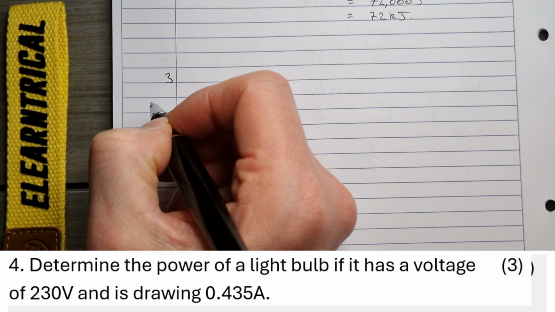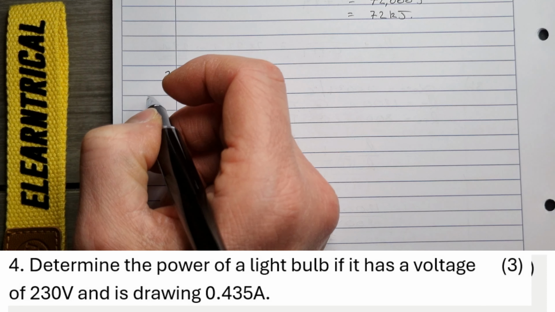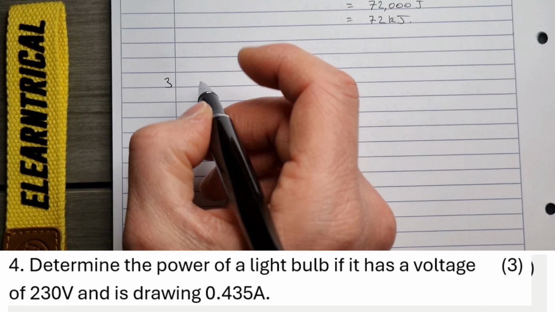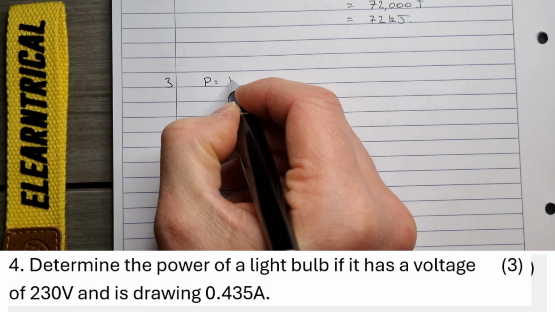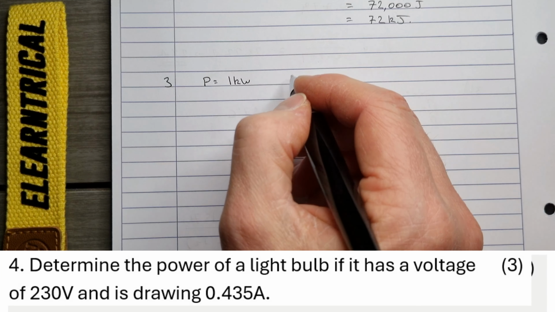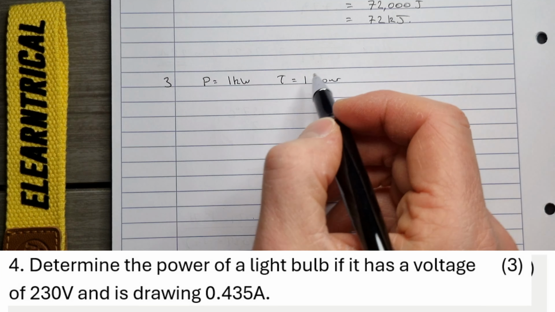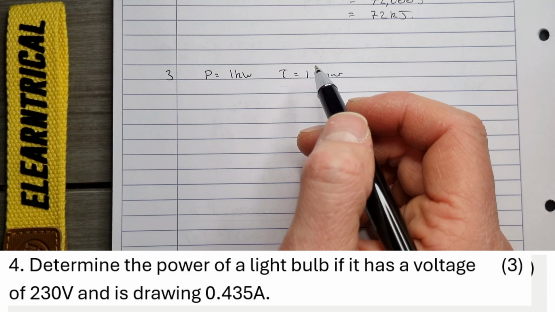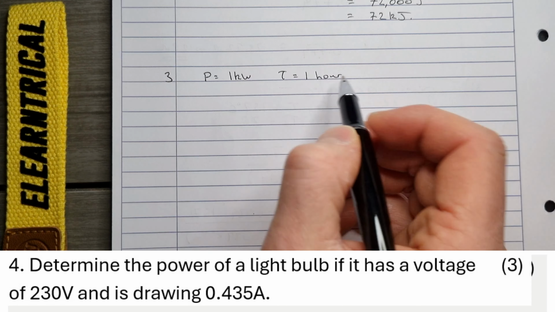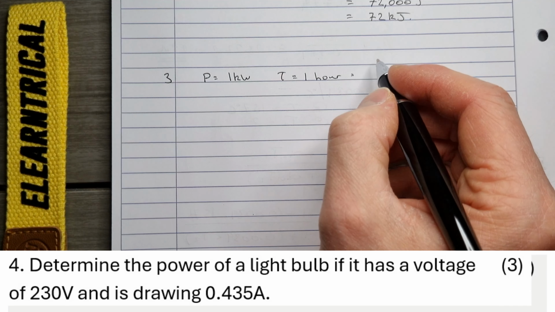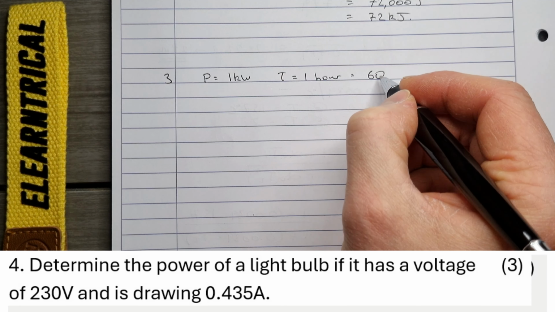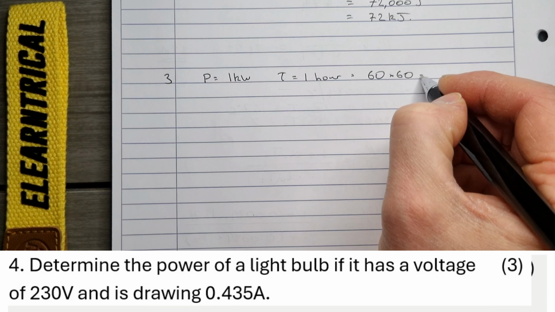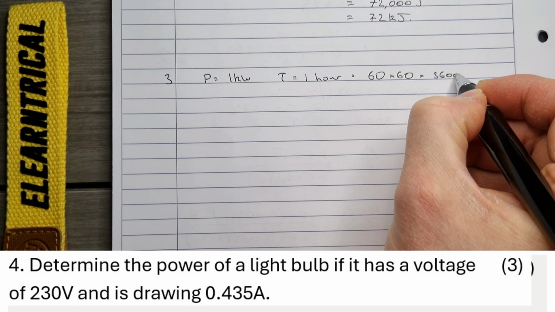Question 3. Calculate how much energy a 1 kilowatt heater has used if it has been running for 1 hour. So the power of our 1 kilowatt heater has been used for an hour. Now straight away, usually we want to calculate in seconds here. So what I would do is convert that hour into seconds. Every hour has 60 minutes and every minute has 60 seconds. So basically 60 times 60, and that's 3,600 seconds.